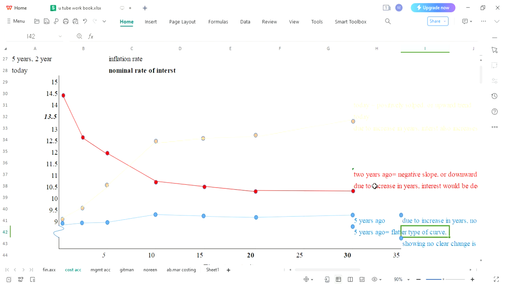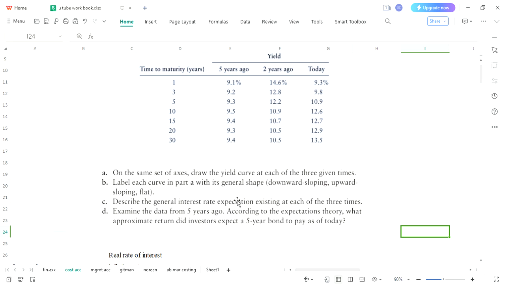So these are the conclusions which we have made and asked in the question. General expectations: examine the data 5 years ago according to your expectation theory. What approximate rate of return did an investor expect a 5-year bond to pay as of today? So again you have to follow the theory. All rates of interest are given over here, and in the 5-year bond we will see the trend.